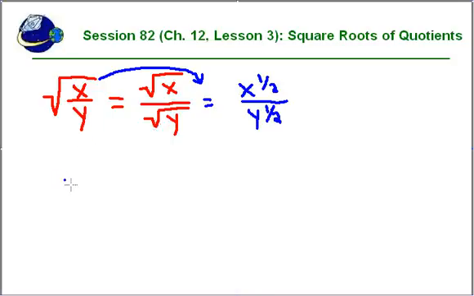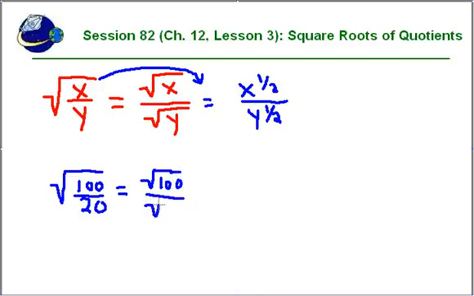A couple more quick examples before we move on. Let's just plug in some numbers. If I were to say x is 100 and y is 20, x is 100, so that's going to go in our numerator, and y is 20, that would go in our denominator. That would be the same thing as the square root of 100 over the square root of 20. And we could then work this problem through to a solution. But the main thing I want you to see here is just how to set it up.